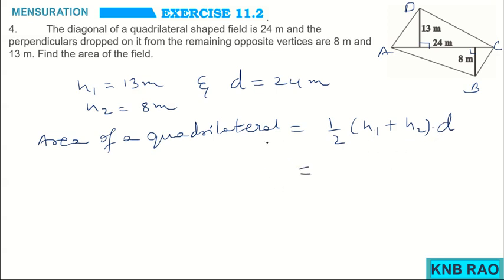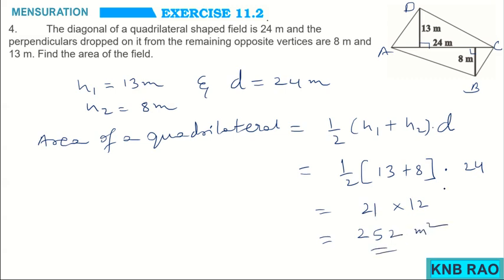Now by substituting those, half into (13 plus 8) into 24. So this 2 cancels with 24, gives us 12, and 13 plus 8 is 21. On simplification, you will get the product as 252 meter square as the area of this quadrilateral. Okay children, this is how we find.